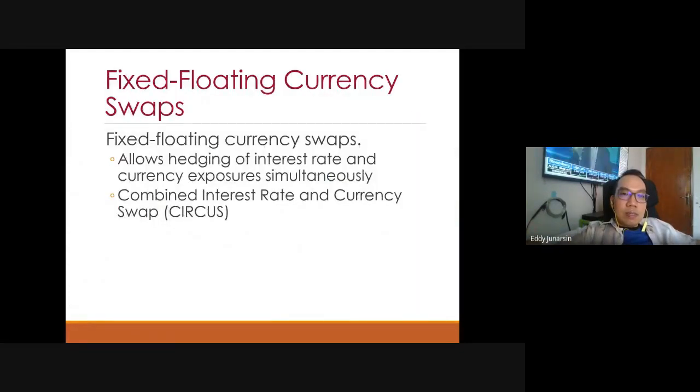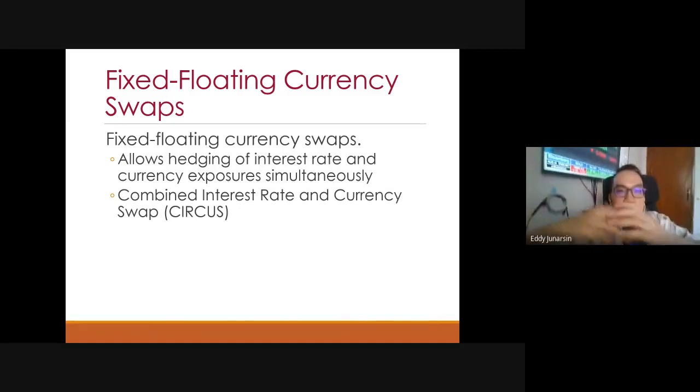And again, please watch my previous video on this swaps contract to see a combination like fixed floating currency swaps, or the fixed and floating, and also fixed floating currency swap. So it means that we actually have two types of hedging here. We simultaneously hedge the interest rate risk and also the currency risk. So we call it combined interest rate and currency swap, or CIRCUS, right? The CIRCUS.